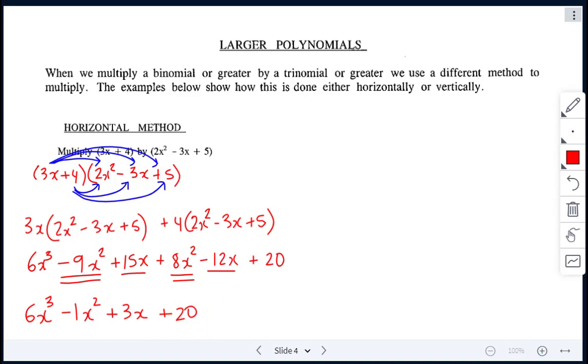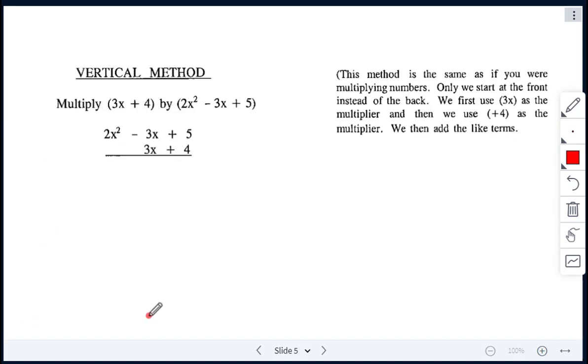All right, so that was done using the horizontal method. The next method, it's the same example as previous, but we'll just use this other method, the vertical method. But like I said, the horizontal method is usually the preferred method. So it's similar as if you were multiplying numbers, except you're going to start at the front instead of the back. So you'll be multiplying here, the 3x here, instead of the 4 first. So 3x will be the first multiplier, and then the positive 4 would be afterwards, and then you're going to add like terms.